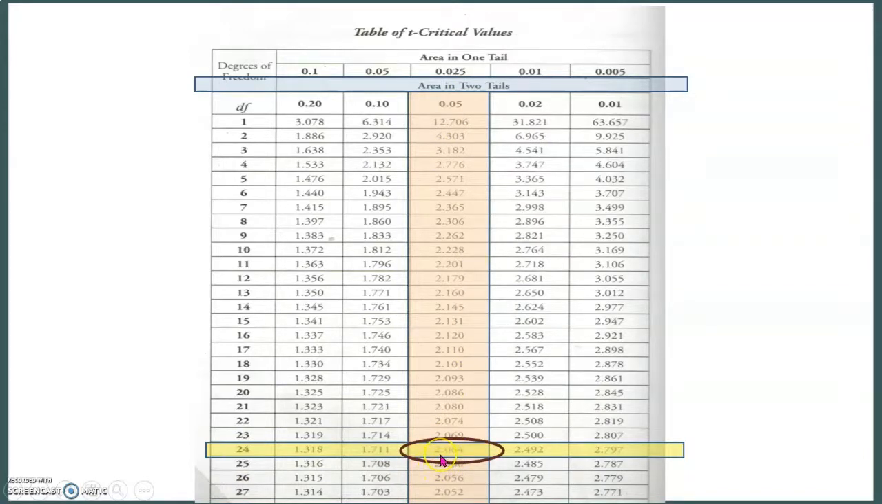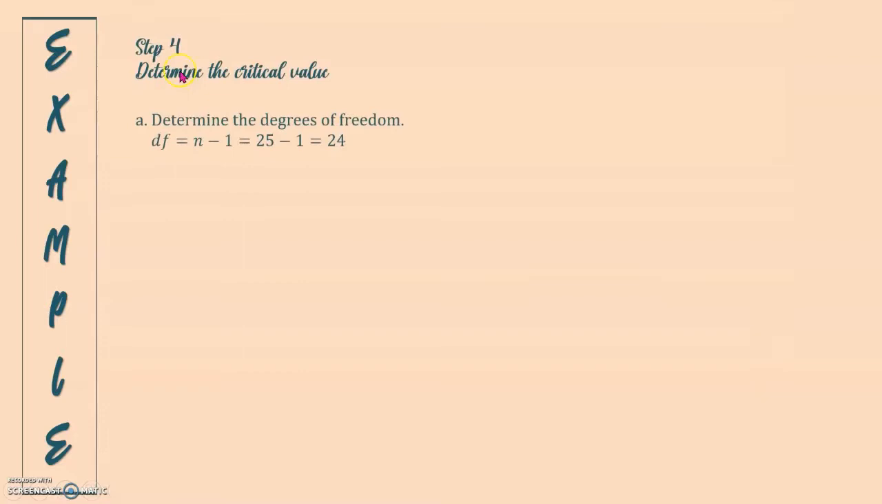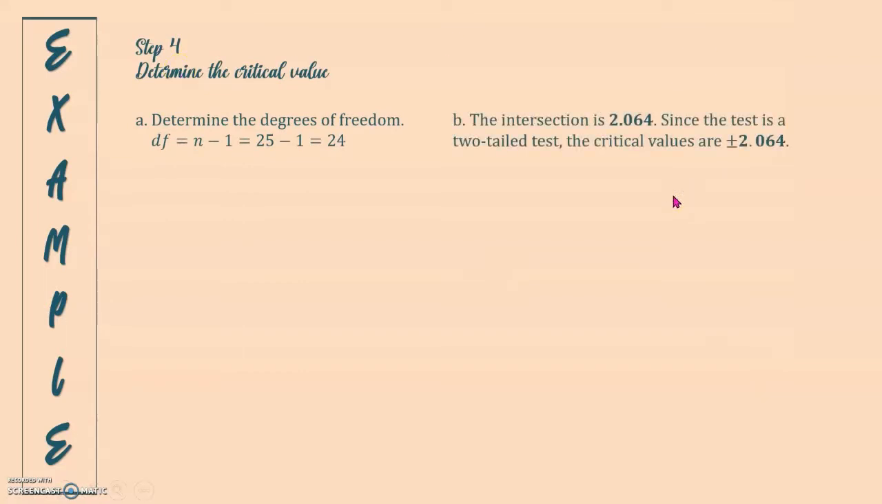we have 2.064. So the intersection is 2.064. And since our test is a two-tailed test, then we have two values for the critical values. So we will get positive 2.064 and negative 2.064. So now we can illustrate the curve.